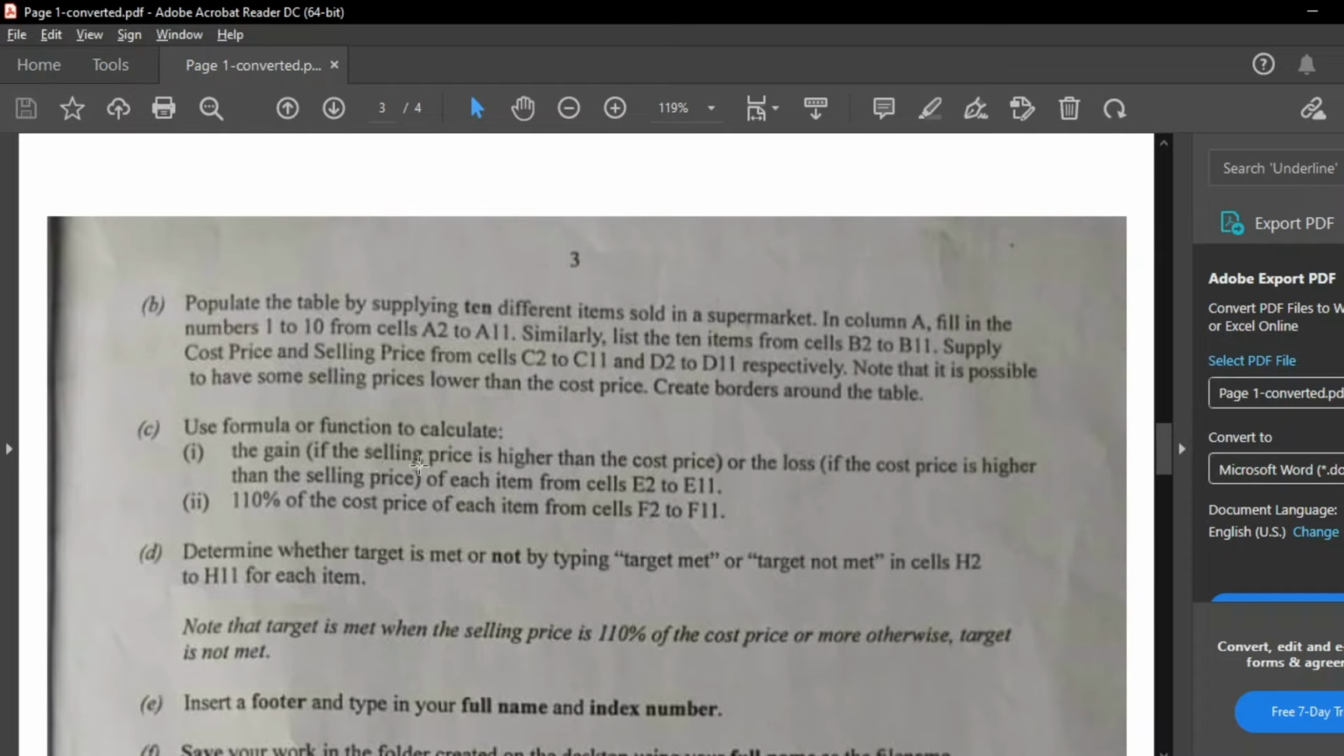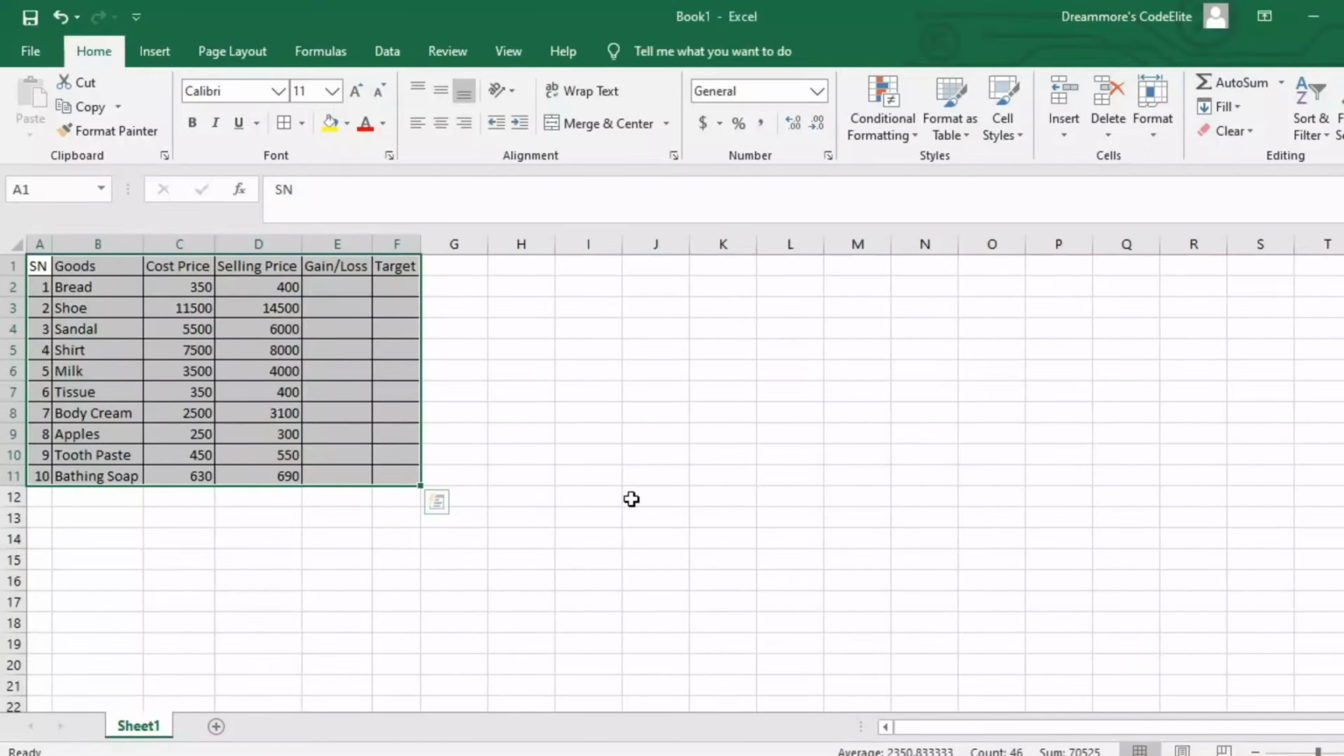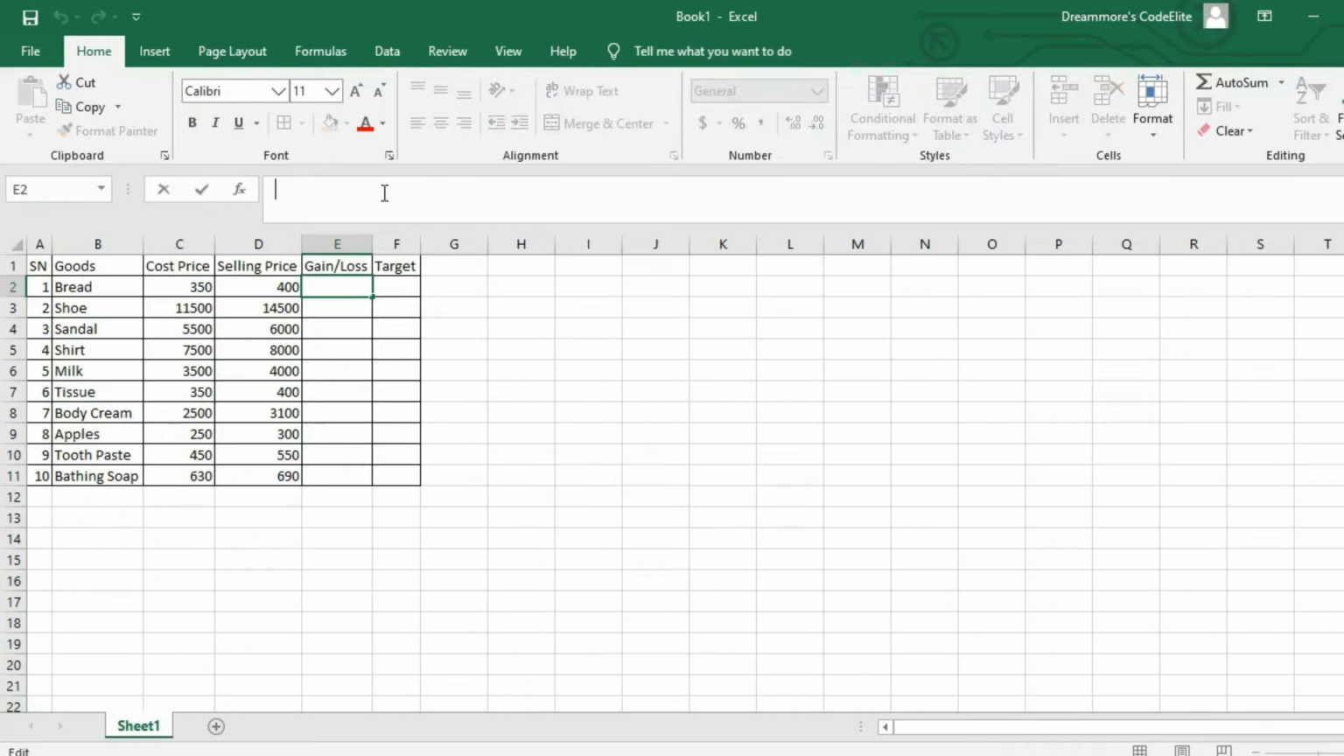Now the gain is this: if the selling price is higher than the cost price, or the loss if the cost price is higher than the selling price of each item from sales E2 to E11. So if this is higher than this, it is gain. If this is lower, then it's loss. I think I'm going to use an IF function here.